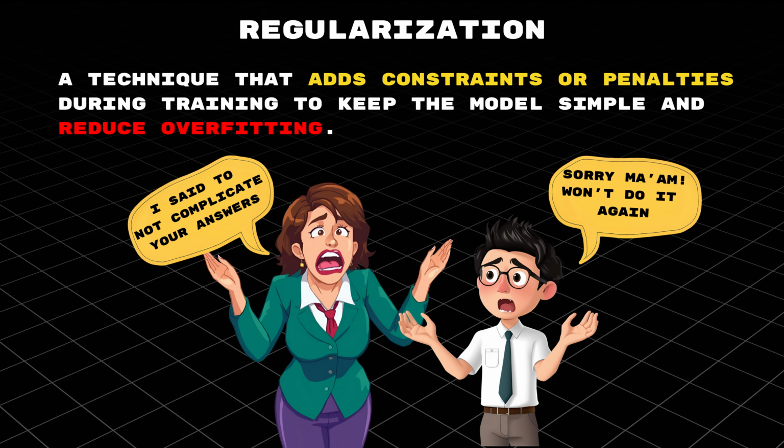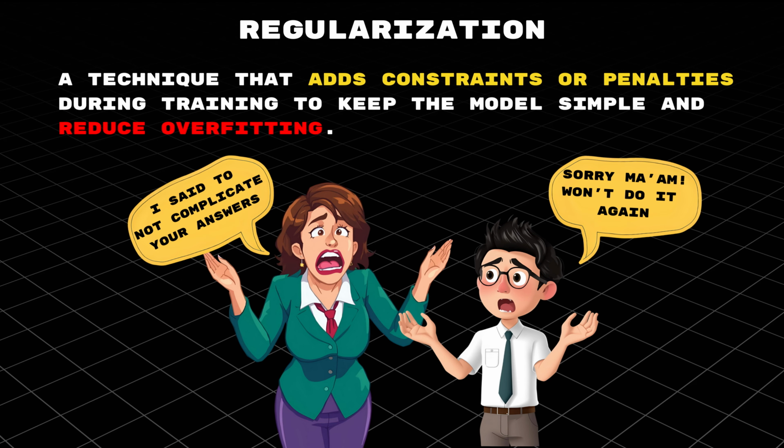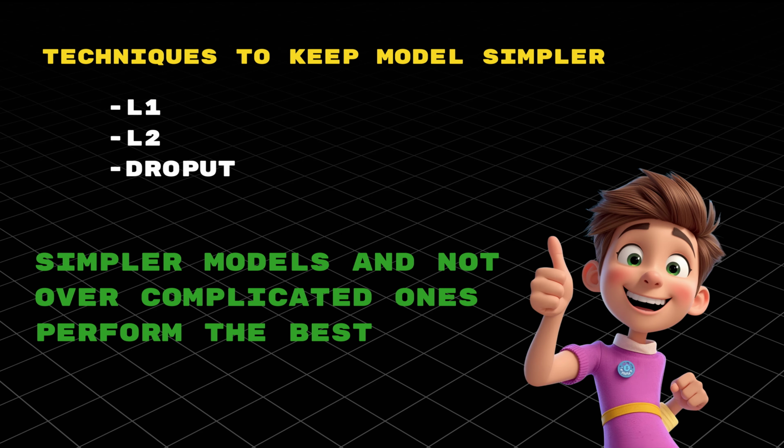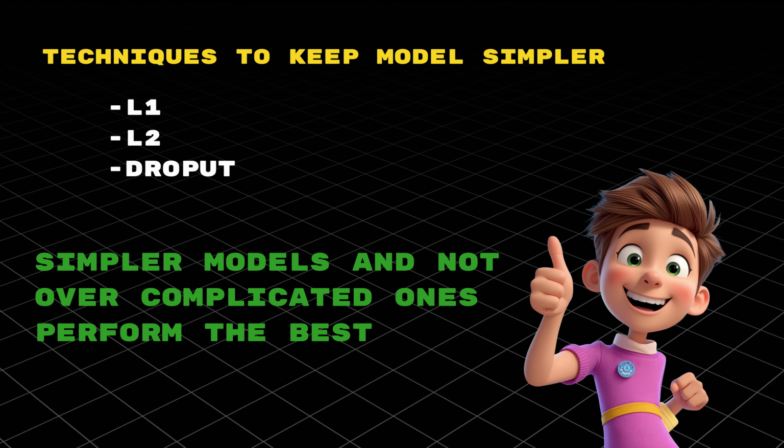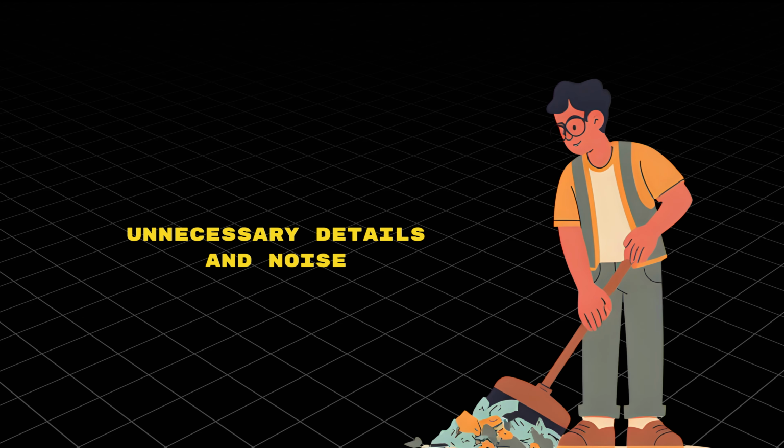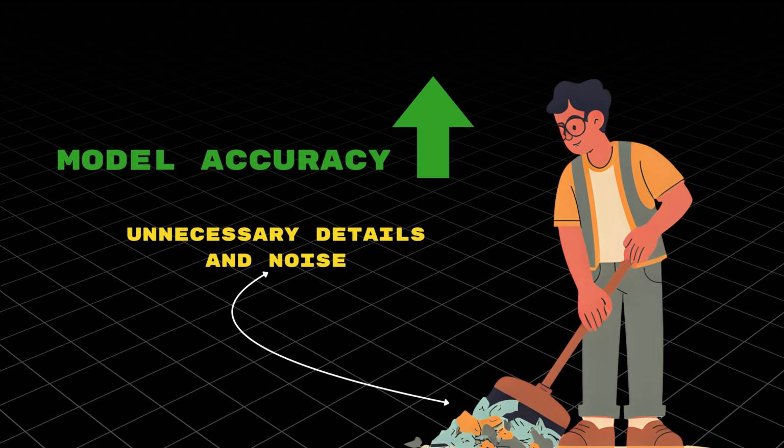Regularization is like telling students not to overcomplicate answers. It penalizes unnecessary details. Techniques like L1, L2 or dropout keep the model simpler. Simpler models usually perform better on new data. It's like trimming off distractions to focus on the core.